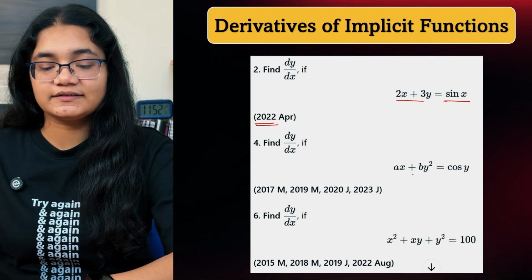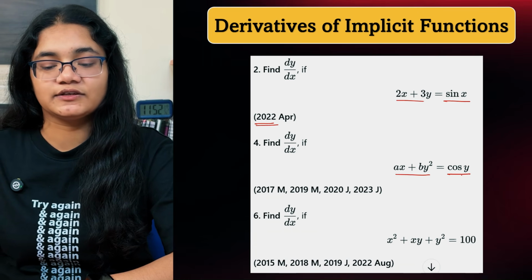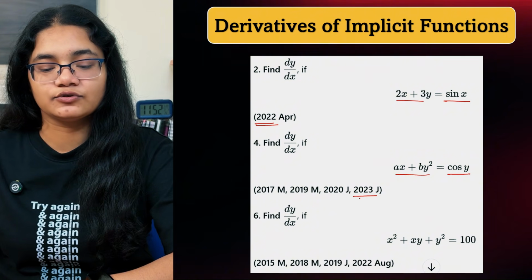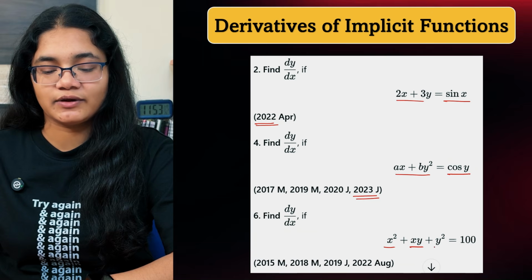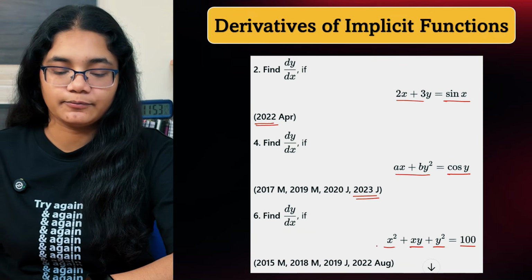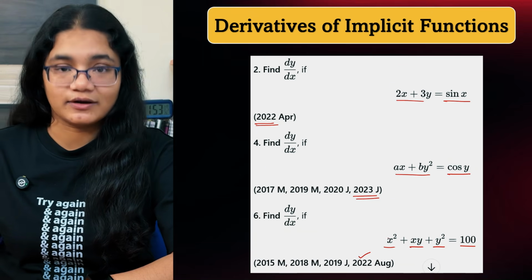Find dy/dx if ax + by² = cos y, and you can see this is also a very recent question. Find dy/dx if x² + xy + y² = 100. This was asked in August 2022 as well.